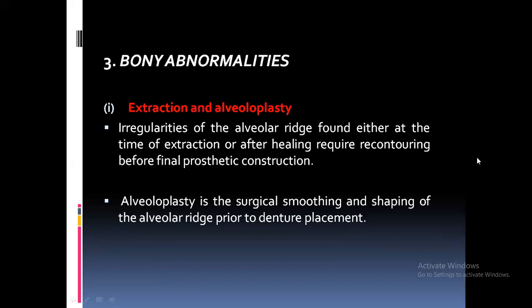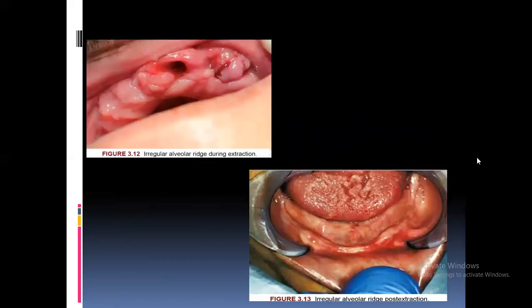So coming to bony abnormalities, first one, extraction and alveoloplasty. Irregularities of the alveolar ridge found either at the time of extraction or after healing require recontouring before final prosthetic construction. Alveoloplasty is the surgical smoothening and shaping of the alveolar ridge prior to denture placement. And this is the picture. First picture shows irregular alveolar ridge during extraction, and the second picture shows irregular alveolar ridge after extraction.